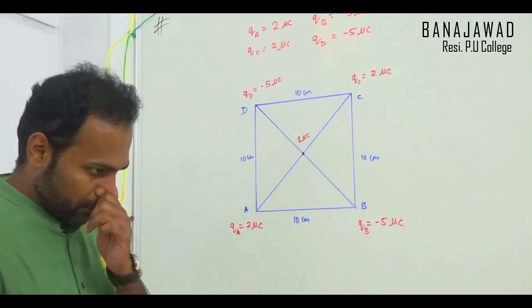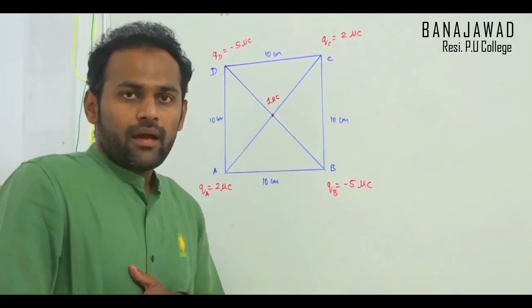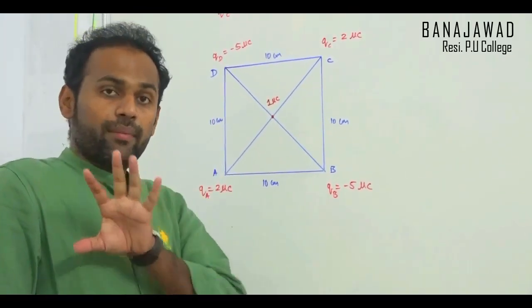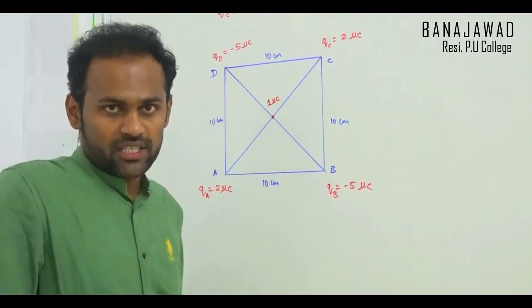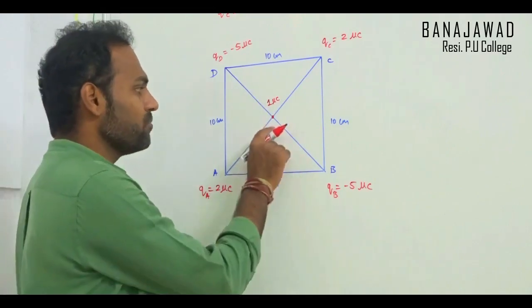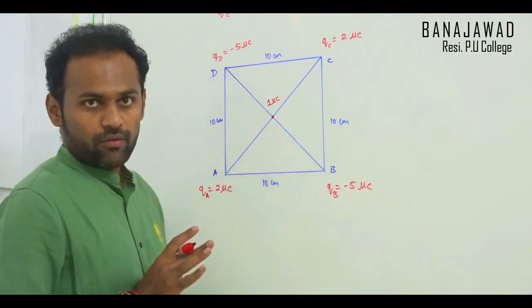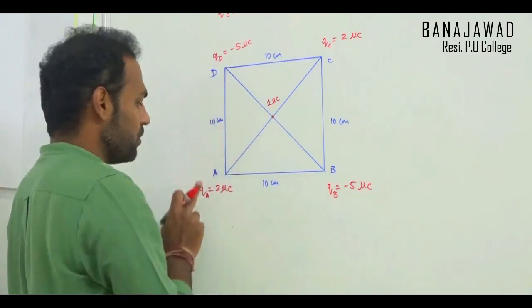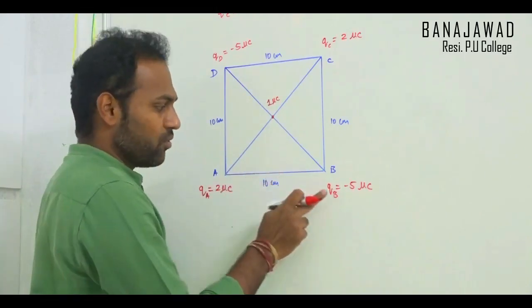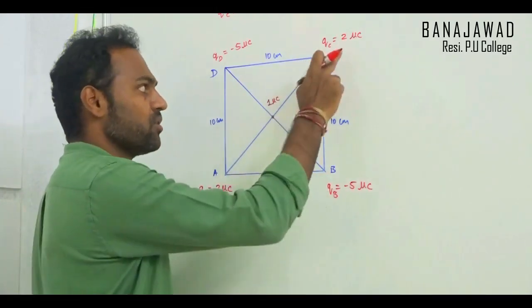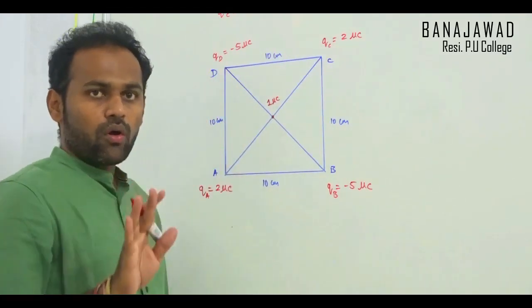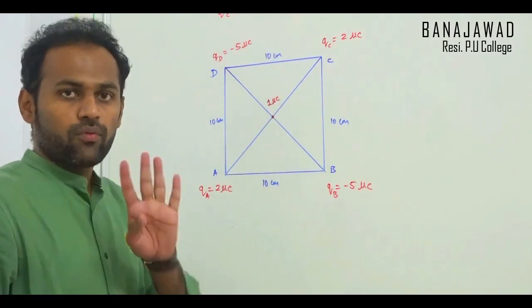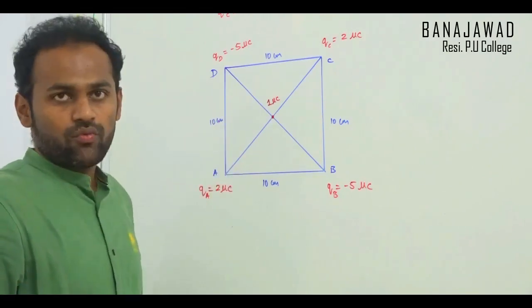Okay. See, basically we know that in the neighborhood of a charge, as many neighboring charges as there are, that many forces will be acting on that charge. So on this 1 microcoulomb charge, there will be 4 forces acting. One is due to the charge at A, second one is due to the charge at B, third one is due to the charge at C, and fourth one is due to the charge at D. So due to all 4 charges, there will be 4 forces acting on this 1 microcoulomb charge.